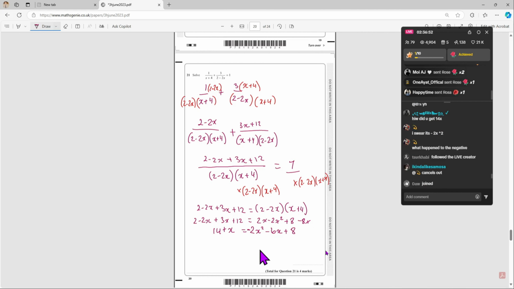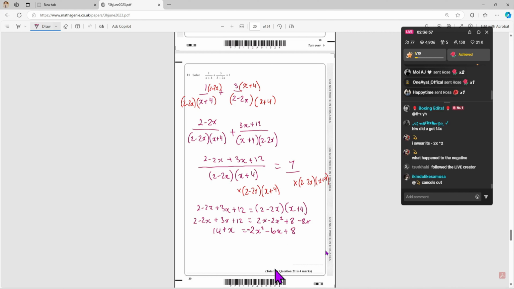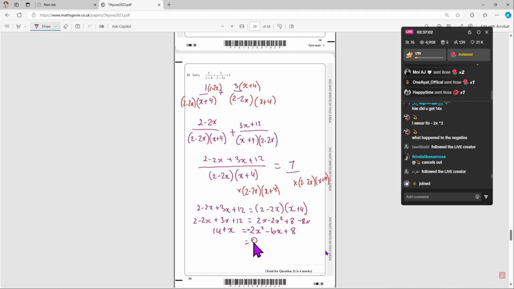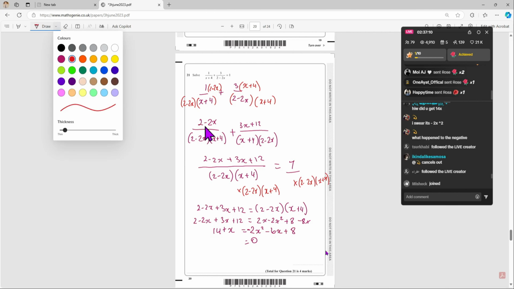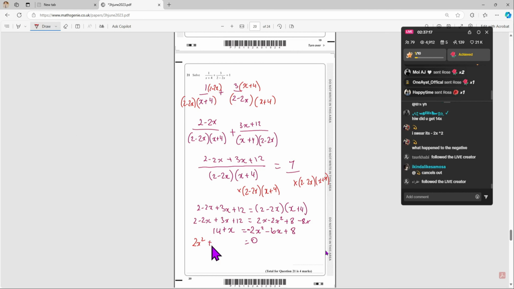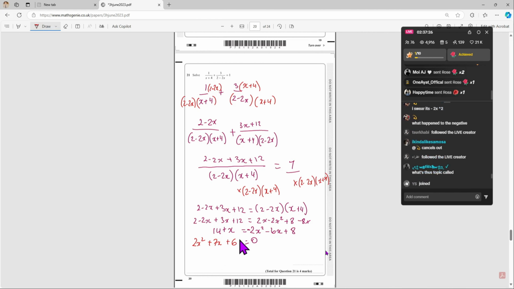Now, once we have done that, you probably already noted that this is a quadratic, so this whole equation is going to be equal to 0. So we're going to move every single thing over here, and you're going to end up with 2x squared plus 7x plus 6 is equal to 0.